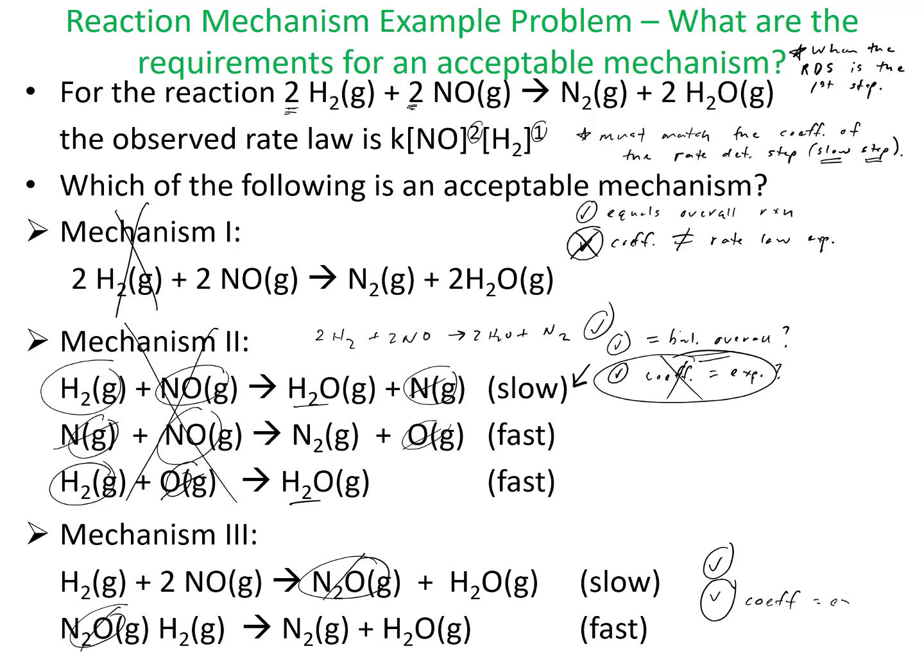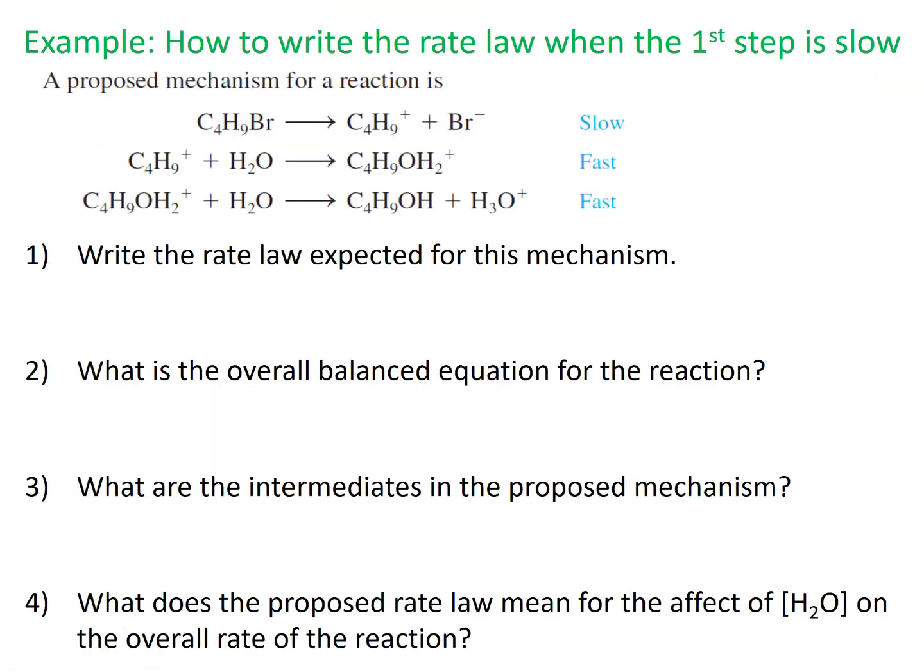So the coefficients equal the exponents of the rate law, and it equals the overall. So all the intermediates cancel correctly to equal the overall. So we say this is an acceptable mechanism, and it still has to be tested by experiment to make sure that this is how it works. Okay, so that's an acceptable mechanism. Let's move on to another example.